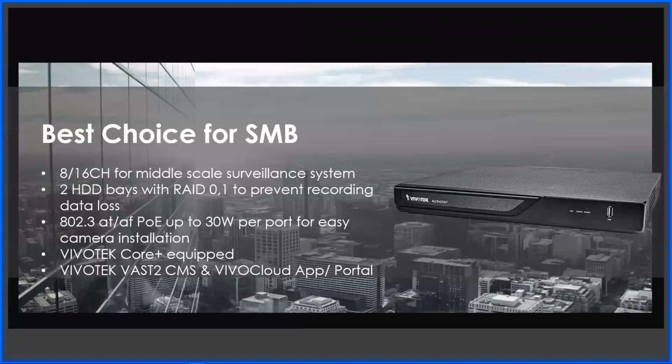The ND9323P and the ND9425P are great choices for our small to medium businesses. 8 to 16 channels are wonderful for our middle scale surveillance systems. They both have two hard drive bays supporting up to 8 terabyte hard drives, so 16 terabytes total. Also, they support RAID 0 and RAID 1 configurations to help prevent data loss in the event of a dead hard drive.